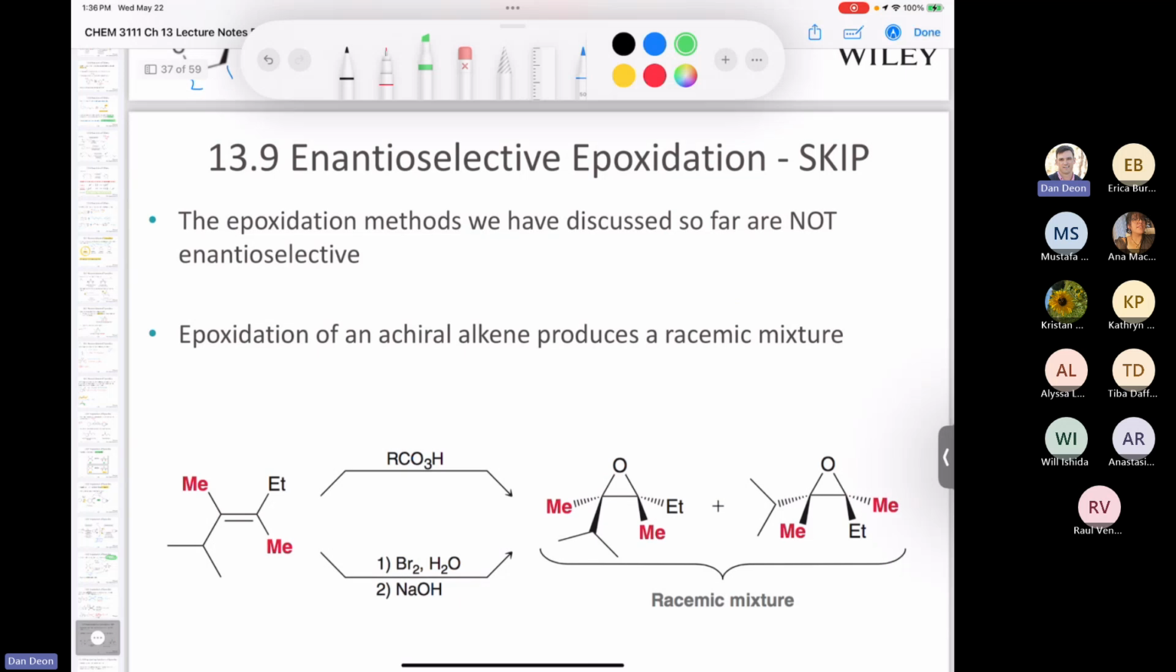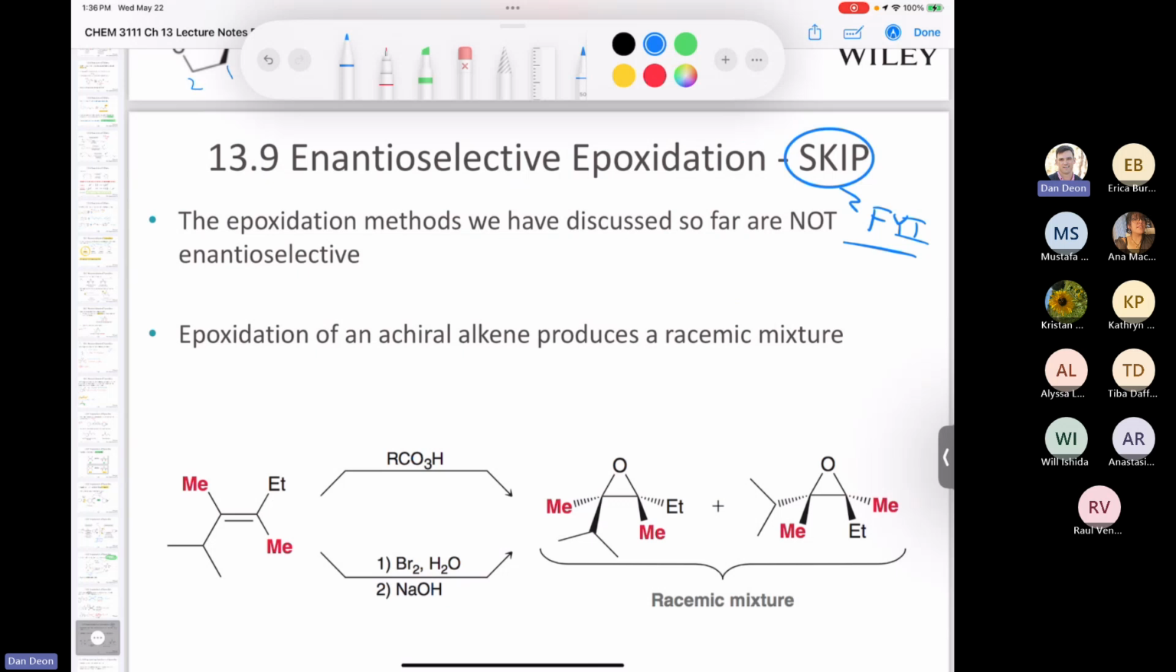Anyhow, the whole section about enantioselective epoxidation, I don't test this because ACS doesn't test it. It says skip it. I'll just leave it as an FYI, for your information, if you want to take a look at this in detail. But it just talks about a way to avoid getting a racemic mixture of epoxides.